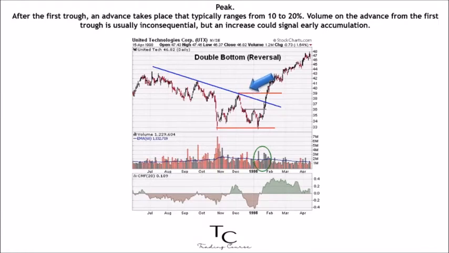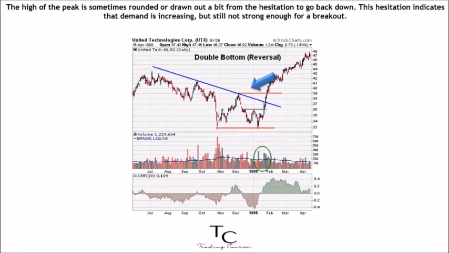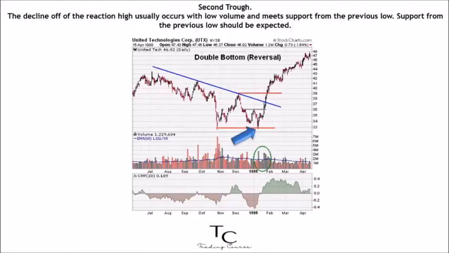Peak. After the first trough, an advance takes place that typically ranges from 10 to 20%. Volume on the advance from the first trough is usually inconsequential, but an increase could signal early accumulation. The high of the peak is sometimes rounded or drawn out a bit from the hesitation to go back down. This hesitation indicates that demand is increasing, but still not strong enough for a breakout.